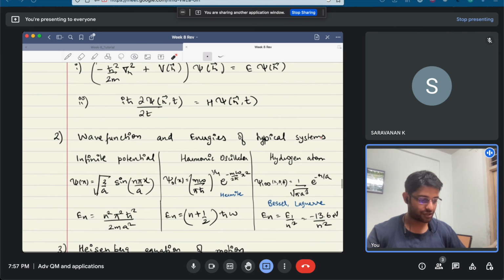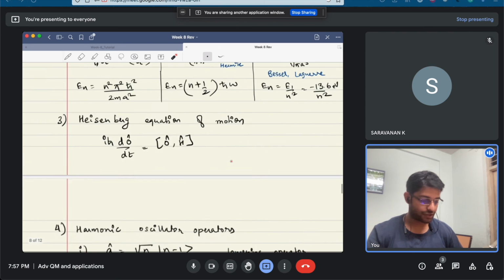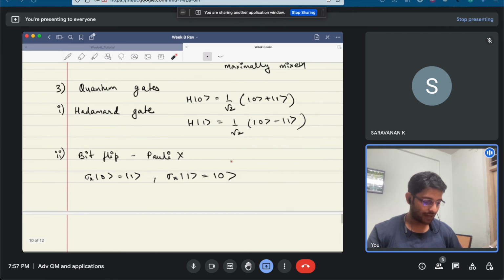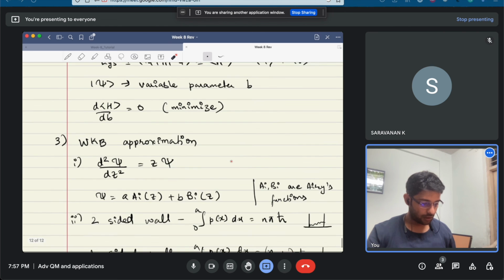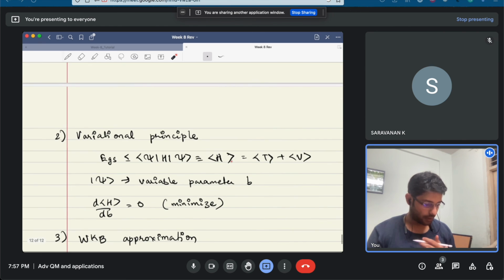You have an infinite potential well, or some other potential, a harmonic oscillator, or the hydrogen atom. That's why I said that keeping these in your mind will be very helpful for these trial wave functions. Once you have the trial wave function, you can easily calculate the ground state energies. Okay, sorry, I went ahead.